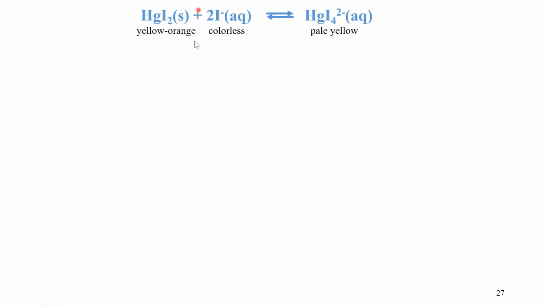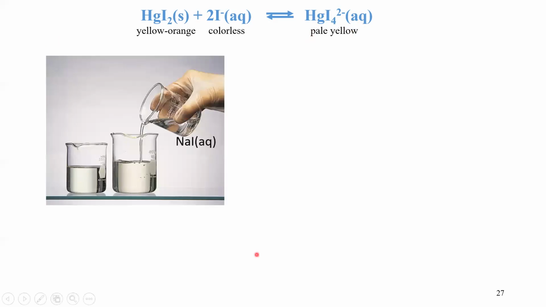So this one here is a system where we have an equilibrium, and it's two different colors depending on what side is favored. So over on this side, if the reactants are favored, the solution is going to be a yellow-orange. Actually, we're going to produce a yellow-orange precipitate, a solid. And if the products are favored, we're going to have kind of a pale yellow liquid. All right, so let's look at a couple of scenarios.